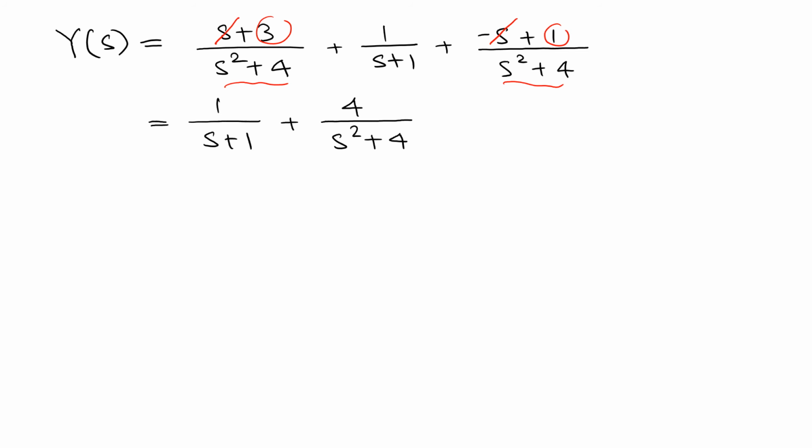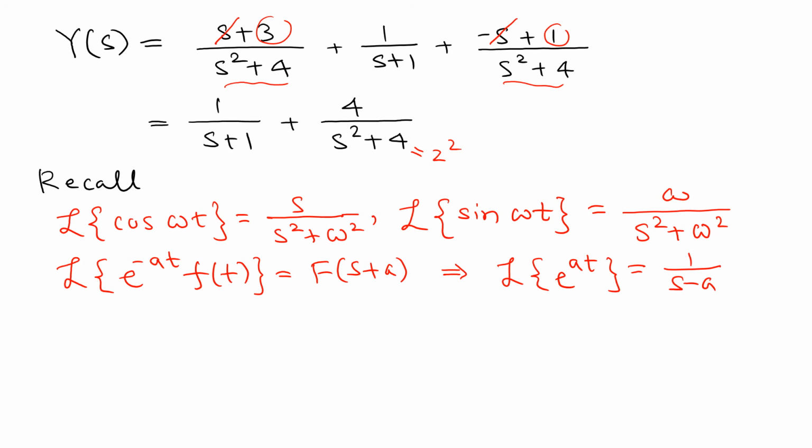You get 1 over s plus 1 plus 4 over s squared plus 4. Now what we can do, we're going to invert this using formulas. And you may recall a few formulas. We have these important ones. So first one says the Laplace transform of cosine omega t is s over s squared plus omega squared. And sine omega t is omega over s squared plus omega squared. And you can see both have a plus sign. And the hyperbolic ones have a minus sign. And then the first shifting property, which is e to the minus at times f(t) equals F(s plus a).